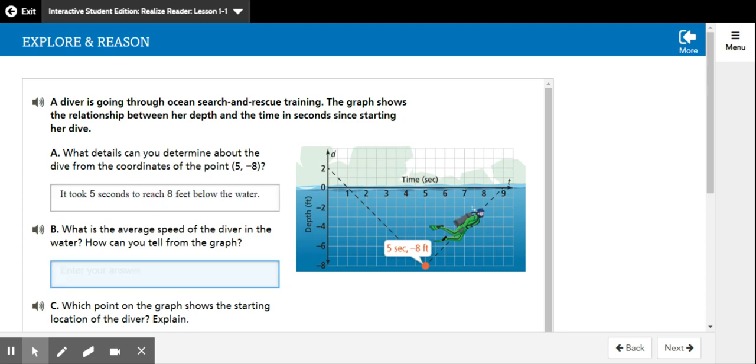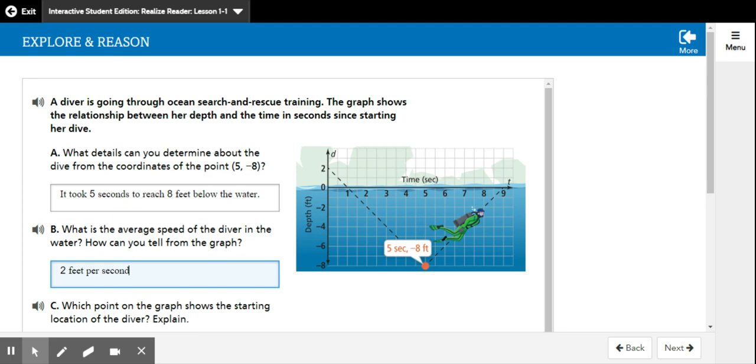All right, what is the average speed of the diver in the water? As for each second that goes by, see how it's scaled, 1 second is 2 blocks there. And the depth is 1 block is 1 foot. So for every 1 second, the diver goes down 2 feet. So the average rate of speed would be 2 feet per second.